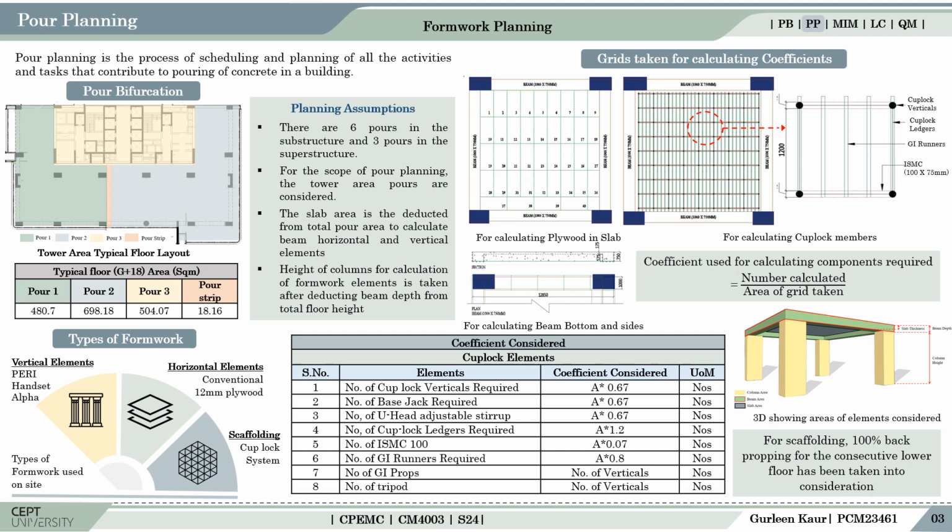By counting for the given grids, the requirement for the entire pour was calculated by multiplying with the respective pour areas. The main considerations taken were: for calculating the slab horizontal plies, the area taken was total pour area minus the beam area, and also the beam depth was subtracted from the total floor height to calculate the height up to which the column formwork would be required.